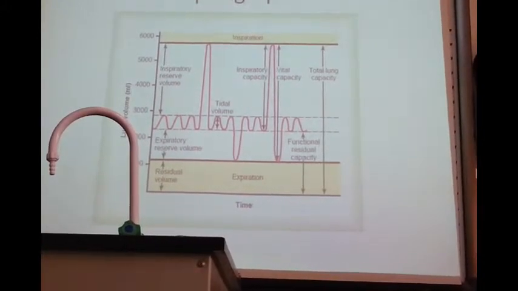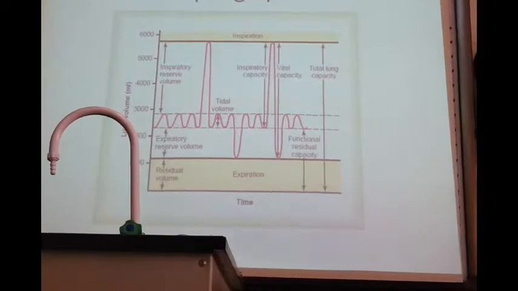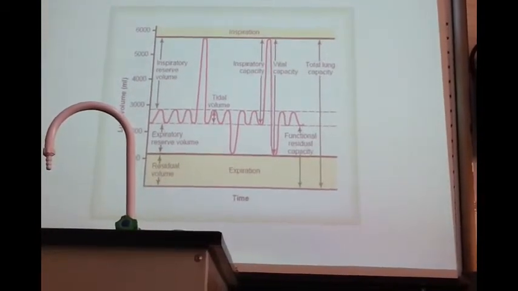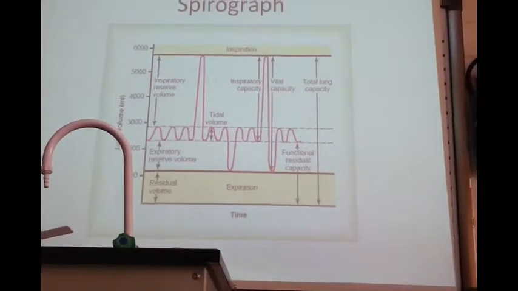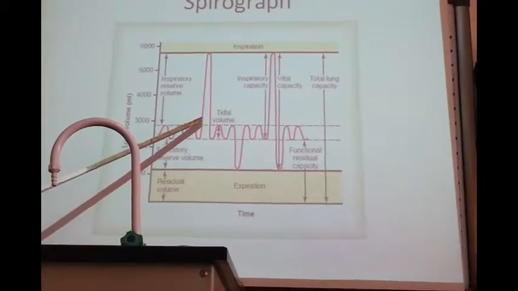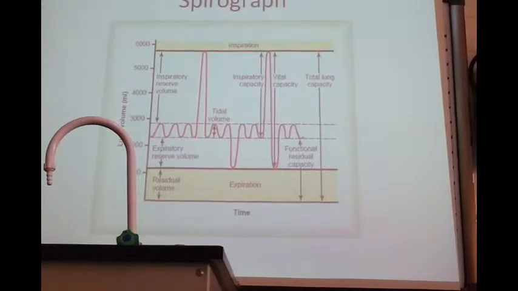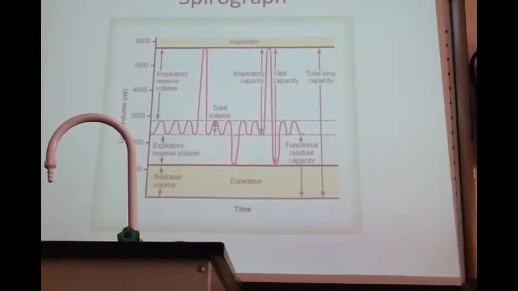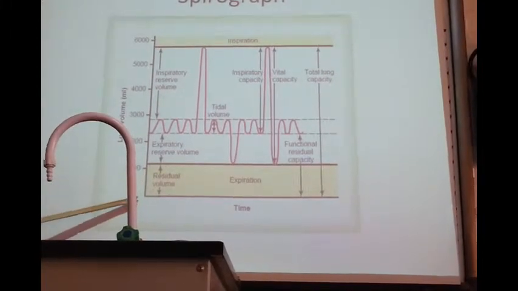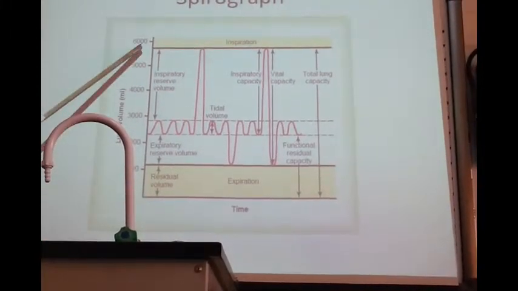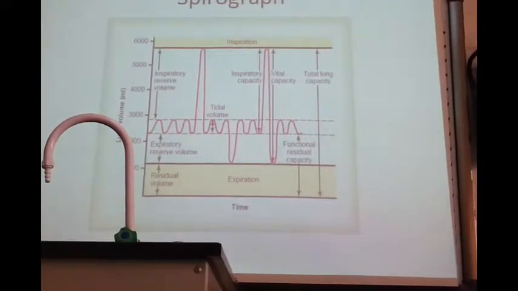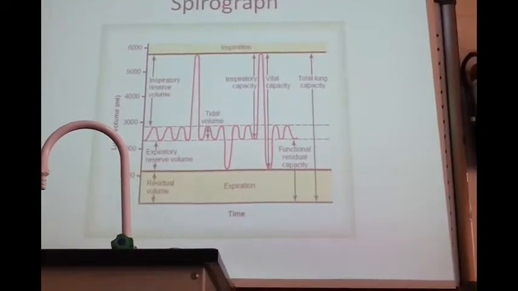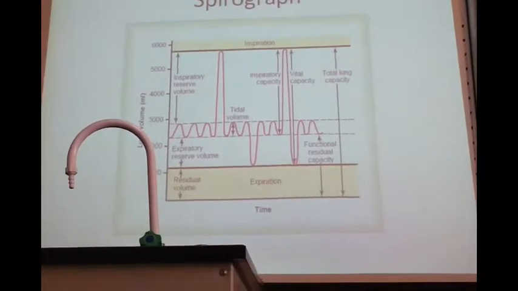Is the inspiratory reserve volume the highest one? From here to here, yes, that is the inspiratory reserve volume. It's 6,000. Vital capacity, we will come to that. First, let me go step by step.